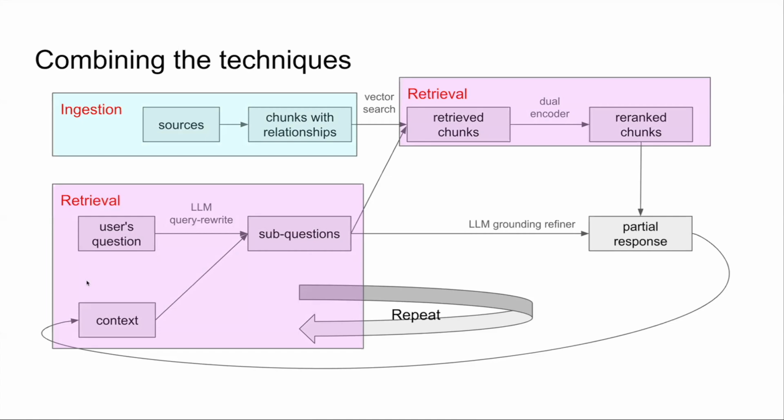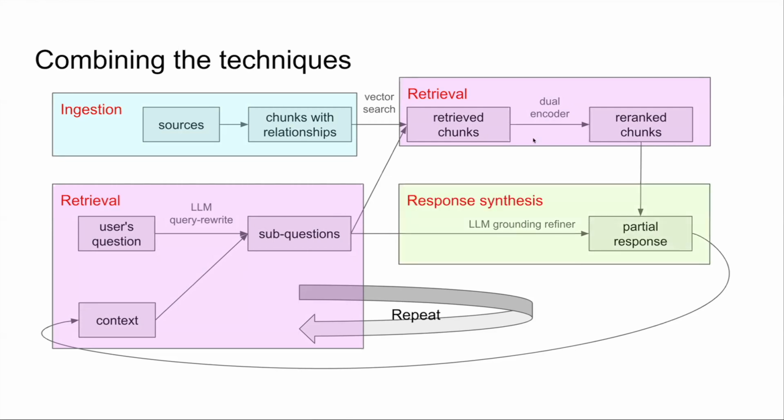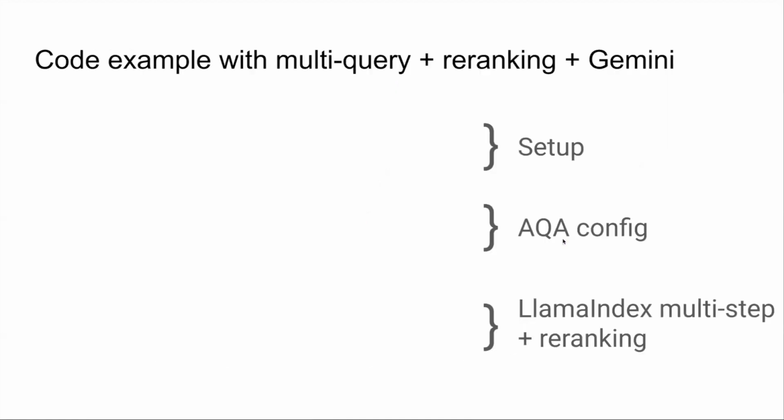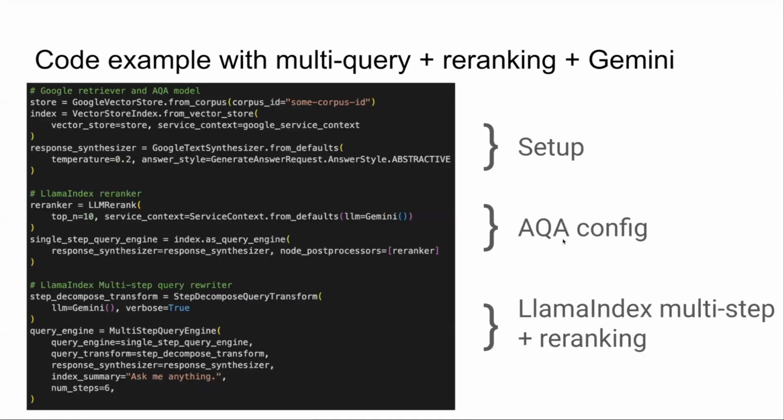So the bottom left here is the multi-step query rewrite, and the top here is the re-rank, and then here is the response synthesis using Google's AQA model. And here's how you set it all up. So just a few lines of code.